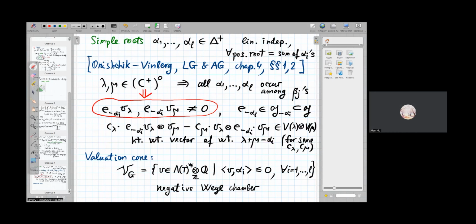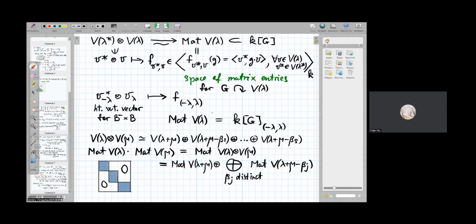I have questions about the last page. The previous page. Yes, the previous page. Okay. So it is called the space of matrix entries. If V I and V I star are the bases of the two irreducible representations, do we require the bases to be dual to each other, or any basis?